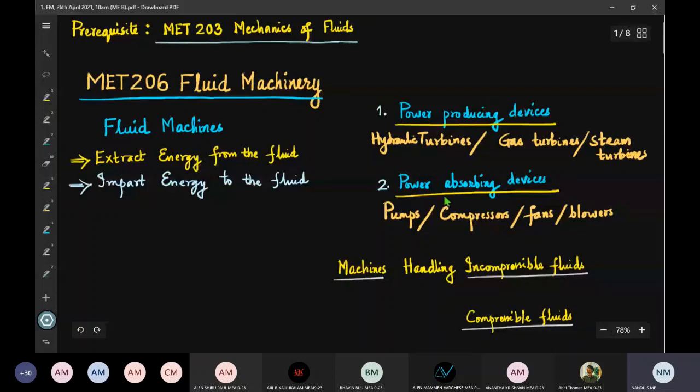In power absorbing devices or work consuming devices, energy is imparted to the fluid from the machine component, the mechanical rotating element. Such machines are in this category, power absorbing or work consuming devices. Examples are pumps, compressors, fans, blowers, etc. Pumps handle incompressible fluid, and compressors, fans and blowers handle compressible fluids.